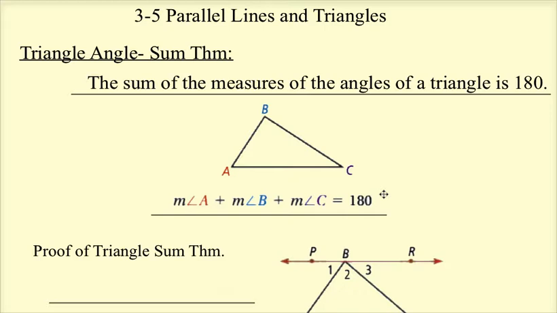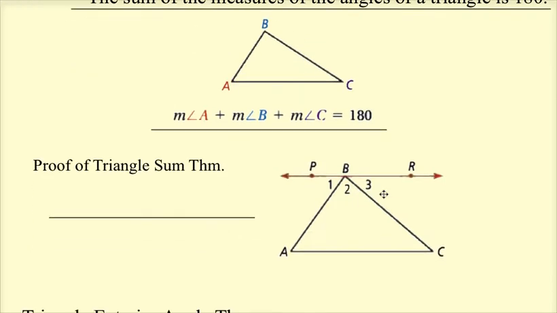Now we can actually prove that by looking at what we learned about parallel lines. So here's the proof of the triangle sum theorem. It's not a formal proof. I'm just going to show you why those angles equal 180 degrees. So angle A plus angle 2 plus angle C equals 180 degrees from what we just learned.